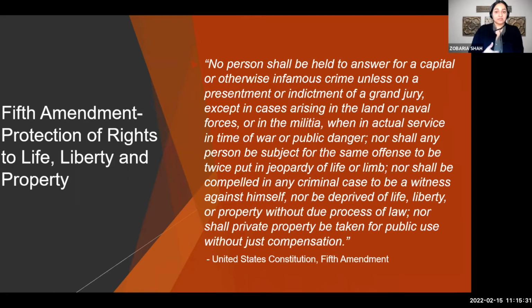If someone is arrested, they are allowed due process, meaning they're supposed to give you your day in court. You don't have to incriminate yourself, and you should not be tried twice for the same crime.